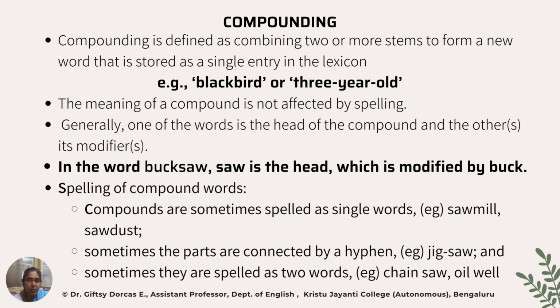And generally, we see that one of the words is called the head word and the other is called the modifier. So in the word buck saw, we see that saw is the head word and it is modified by buck. And sometimes, the spelling of compound words may vary. Compound words can be spelt as a single word like sawmill, or as a hyphenated word like jigsaw, or sometimes as two separate words like oil well or chain saw.